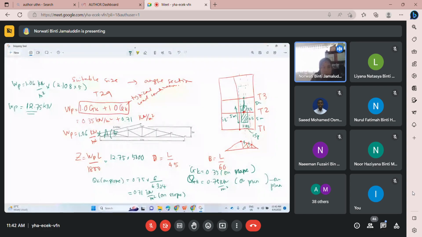1.06 multiplied by area. Area is 2.108 times 5. So what is the final answer here? WP? 11.19. Okay, we round up the number, 11.2. Betul?